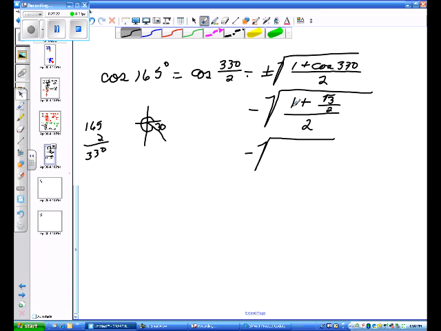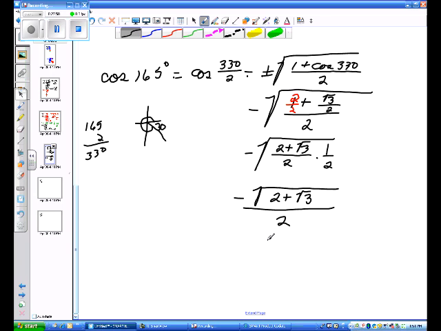Now we need to get us a common denominator. So for the 1, that's going to be 2 halves. So we have 2 plus the square root of 3 over 2 divided by 2, which is the same as times 1 half. And we're going to get 2 plus the square root of 3. And that would be over 4, and the square root of 4 is 2. So it's going to come outside the radical.